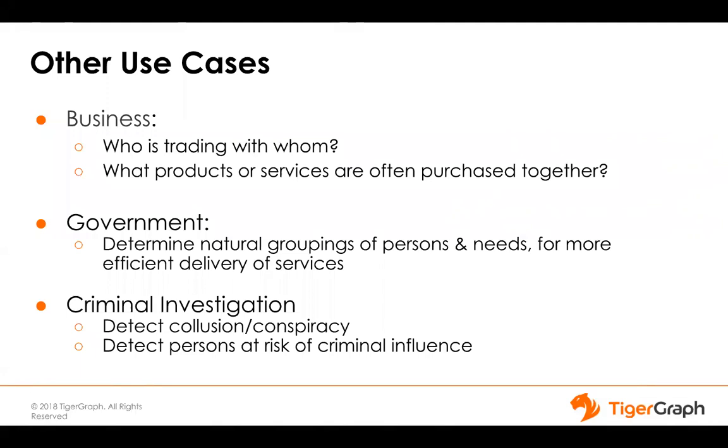Yeah, who's trading? In government, trying to find the natural groupings of persons or their needs helps you to understand, could you deliver services more efficiently? Where are the natural boundaries? How to work with that. And in criminal investigation, a big thing is trying to find collusion or conspiracy, a fraud ring, people that are connected. If one person is doing something bad and everybody else around them is doing something bad, then there's a good chance that that other person is doing something bad.